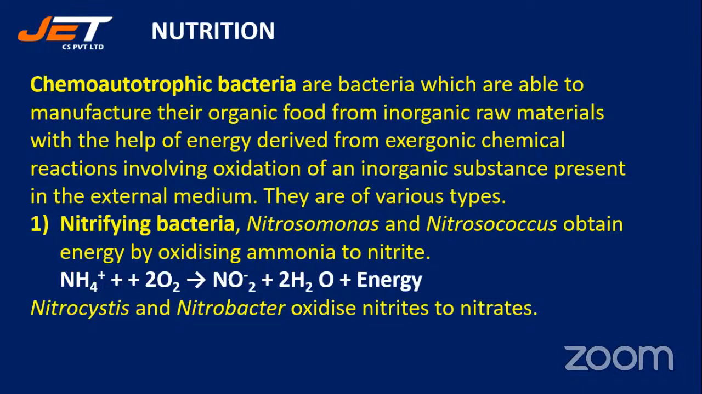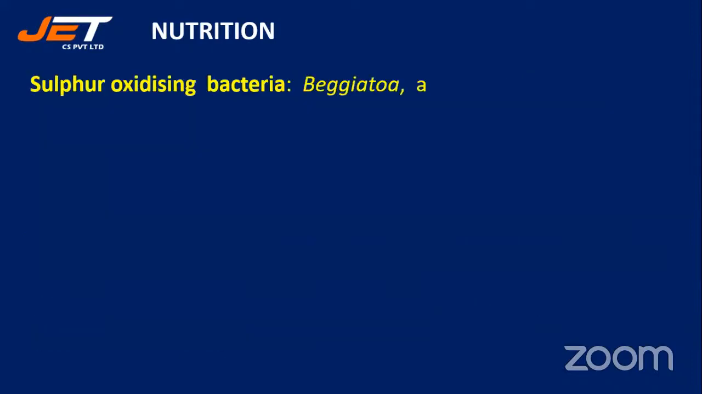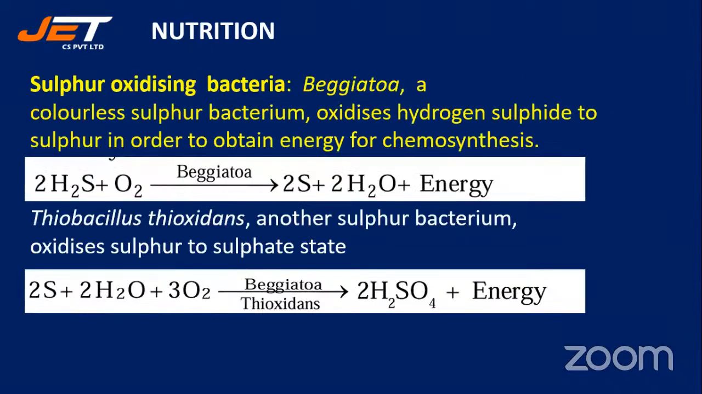Nitrocystis and Nitrobacter oxidize nitrite to nitrate. Nitrite is NO2 minus, and oxidation means oxygen is added and nitrate is produced. Nitrosomonas, Nitrosococcus, Nitrocystis and Nitrobacter are all nitrifying bacteria. But Nitrosomonas and Nitrosococcus are just oxidizing ammonia to nitrite, and Nitrocystis and Nitrobacter are oxidizing nitrite to nitrate. This is the nitrogen cycle actually.